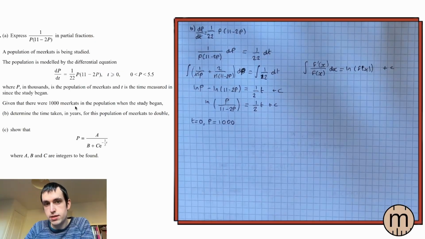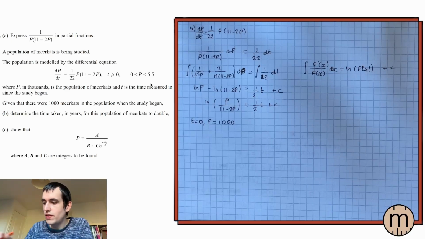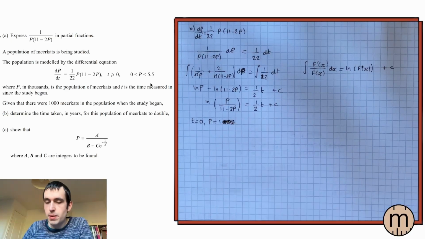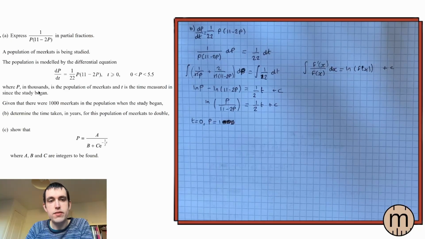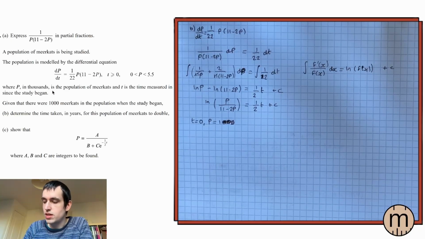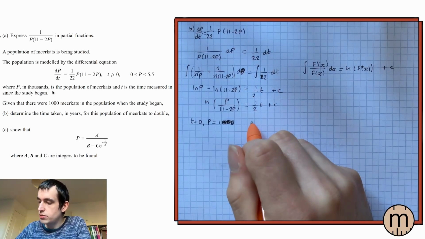Or is it? Go back up to the question. P is between 0 and 5.5. P is only equal to 1. You have to be careful with how you read this. If you put in 1,000, weird things would start to happen. So t is equal to 0 and p is equal to 1.